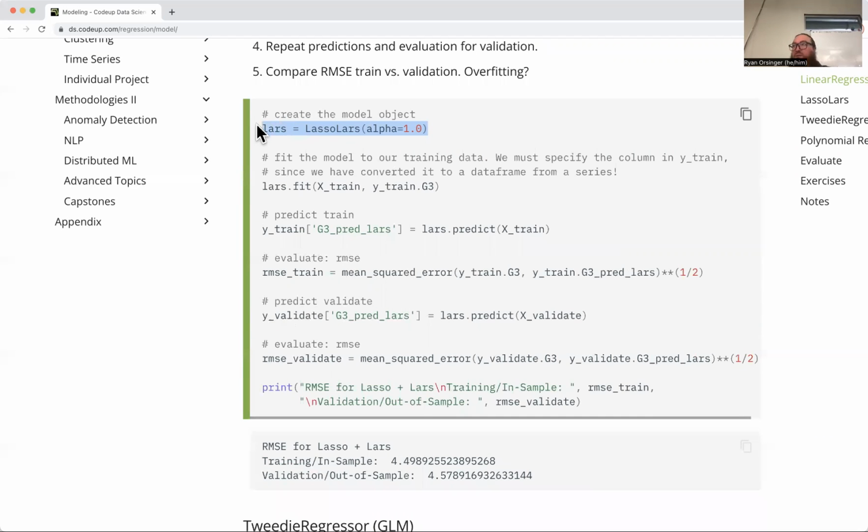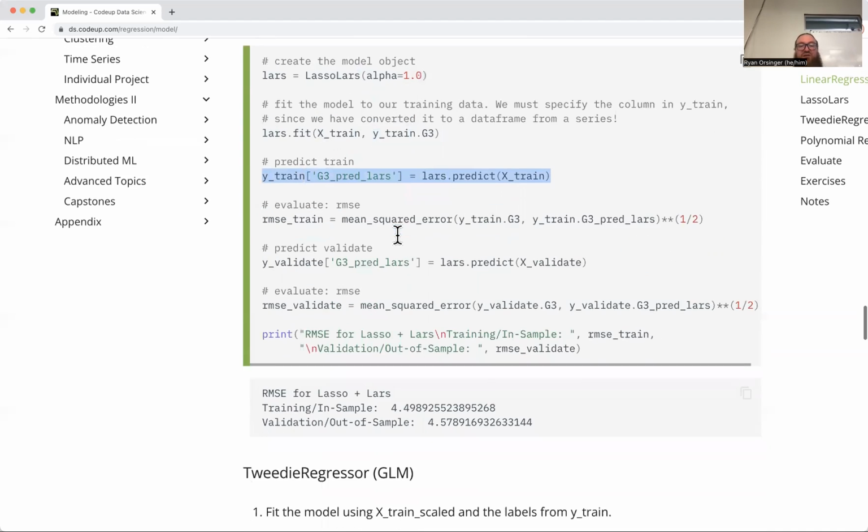So we make the object. In this case, it's a Lasso Lars model. So it's a blank model that all it knows is its alpha is 1. Then we train the model on the training data set, the X's and the Y's. We send in X's because that's where it's making its predictions. We send in the Y's so it has some labels. And then we make predictions. Then we'll evaluate those predictions.